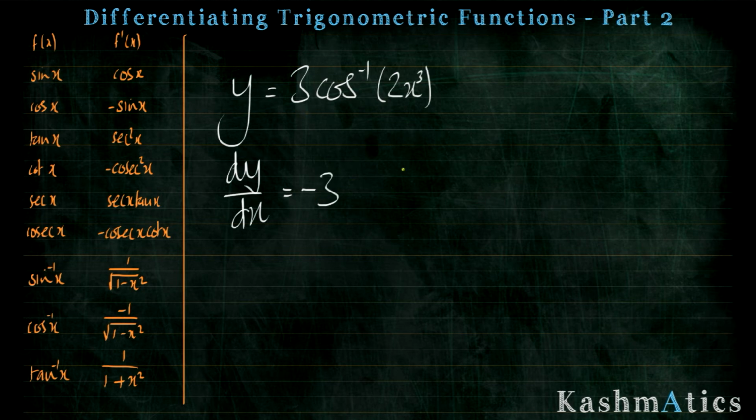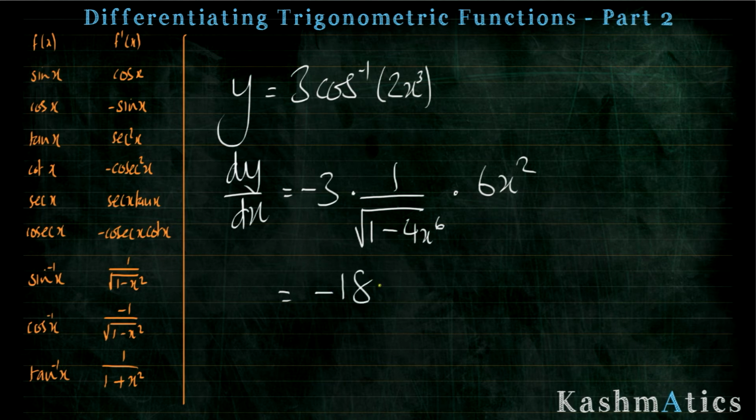Now inverse cos becomes 1 over the square root of 1 minus x squared, but instead of x, I've got 2x cubed. If I square that, I'll get 4x to the power 6, and then I have to multiply by the derivative of this inside function. So the derivative of 2x cubed is 6x squared. Okay, so let's put all of that together. I'll get minus 18x squared on the top over the square root of 1 minus 4x to the power 6.